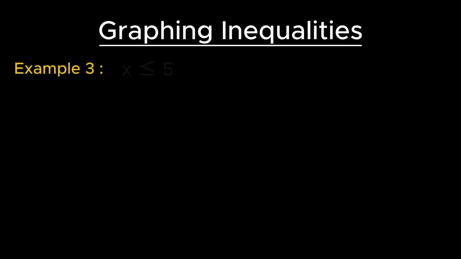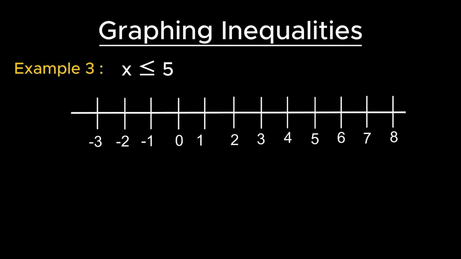Example 3. x ≤ 5. Because of the words "or equal to," the number 5 is included. So we draw a closed circle at 5. And because the values are less than 5, we draw the arrow to the left.